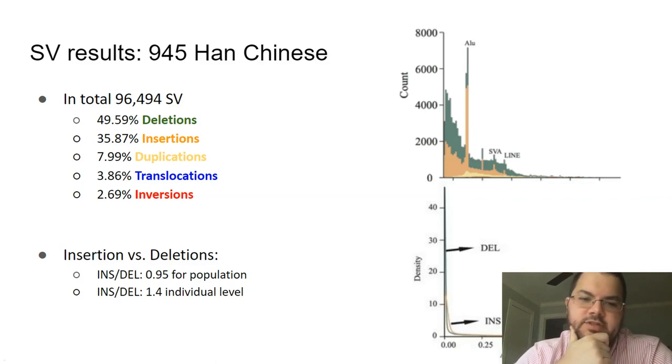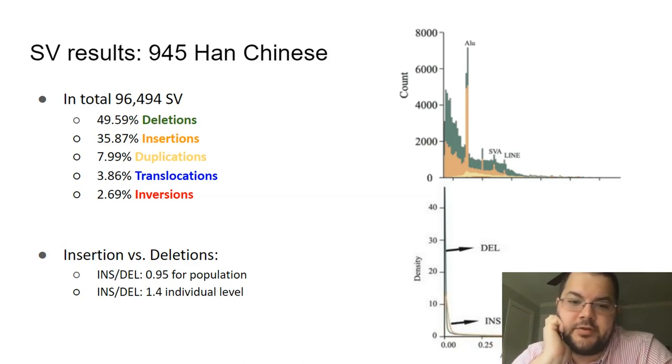What was interesting for us, and that led to a couple of speculations, was that the insertion versus deletion rate is just about one, which previous studies have reported a little bit larger, but it's just about one at the population level. And then when we look at the individual level, it's true again that the number of insertions is much higher than the number of deletions.